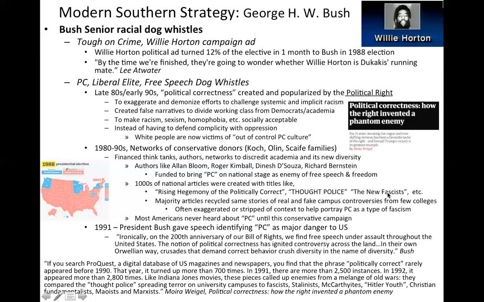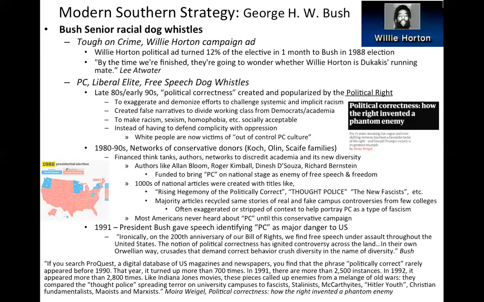It had titles like "The Rising Hegemony of the Politically Correct," "Thought Police," "The New Fascists." It would cherry pick a few instances and exaggerate them to make it seem like it was horrific. This is a horrific anti-free speech movement. And at this point, most Americans had never even heard of PC before.